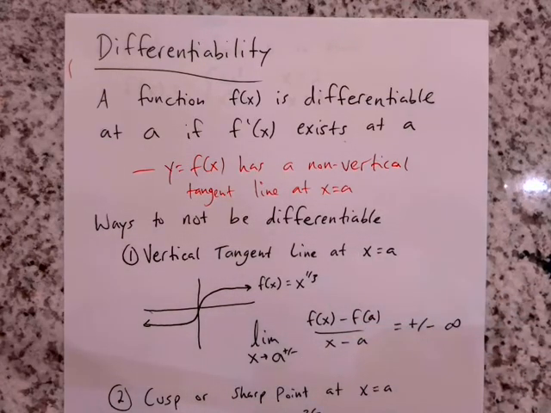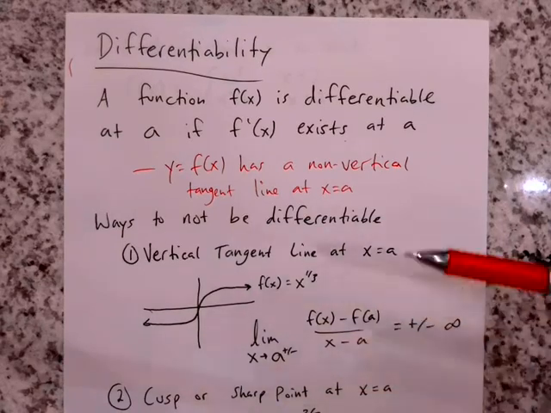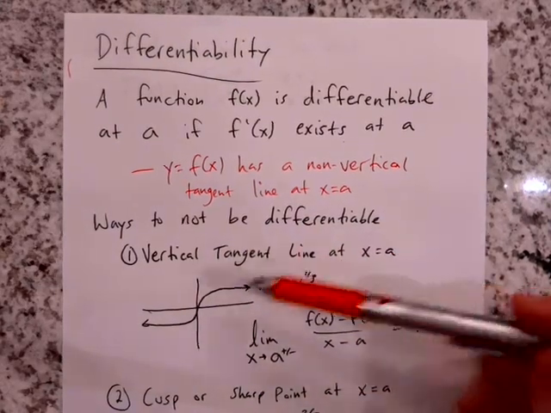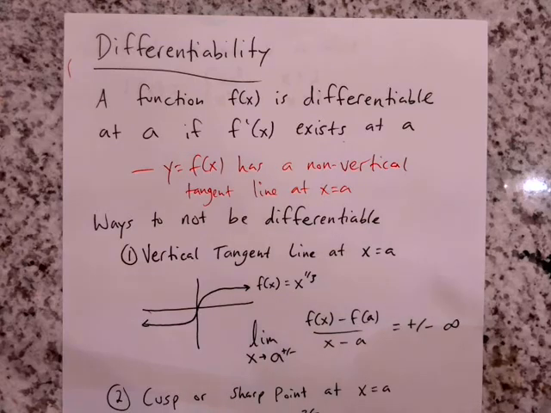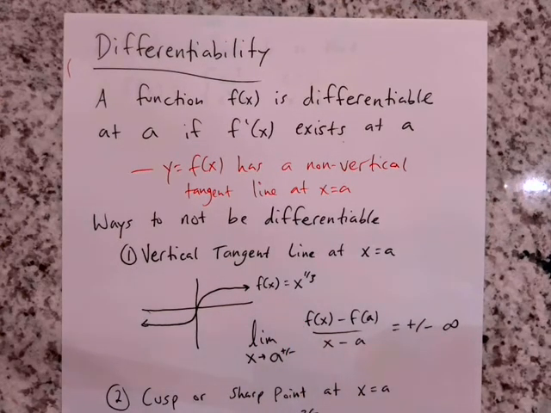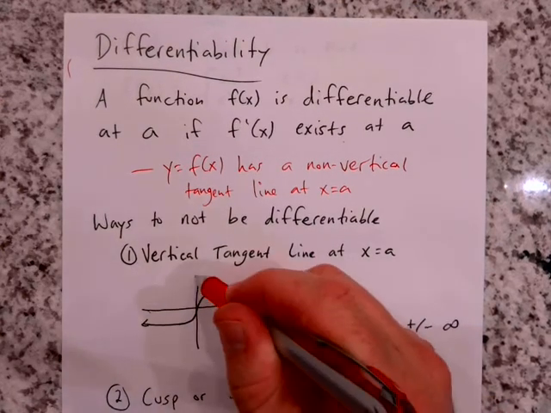And there are three ways to not be differentiable. The first is if your tangent line is vertical. And how that makes sense is if the tangent line is vertical, then the tangent line has an undefined slope, because vertical lines have an undefined slope. And if the slope of the tangent line is undefined, that means the derivative is undefined. A go-to example of this is f of x equals x to the 1/3, the cube root function. At the origin, the tangent line is vertical.